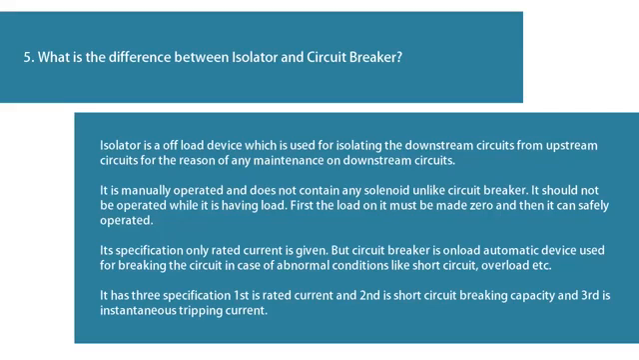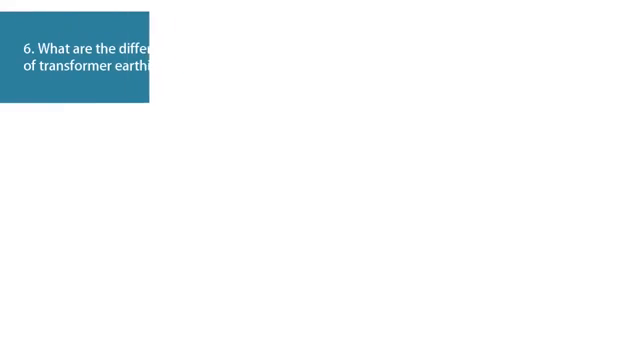First, the load on it must be made 0 and then it can be safely operated. In its specification only rated current is given. But a circuit breaker is an on-load automatic device used for breaking the circuit in case of abnormal conditions like short circuit, overload, etc. It has 3 specifications. First is rated current, second is short circuit breaking capacity, and third is instantaneous tripping current.